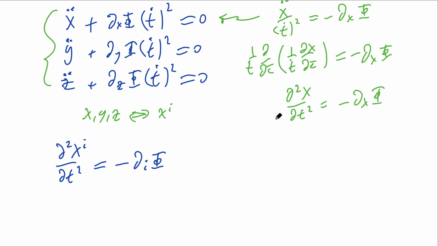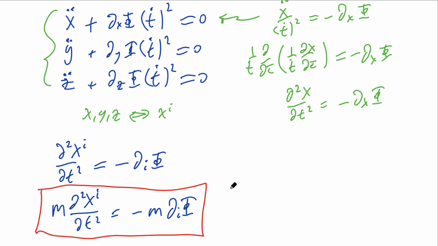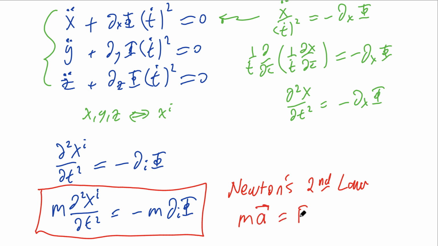And this is, of course, Newton's second law. If we multiply by the mass of the particle, then this is just mass times acceleration equals the Newtonian force, minus m times the gradient of the potential. Newton's second law, which is of course mass times acceleration equals the gravitational force, which is minus m times the gradient of the gravitational potential.